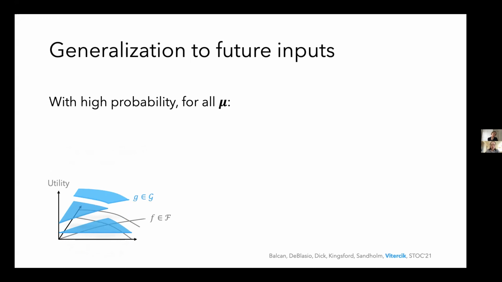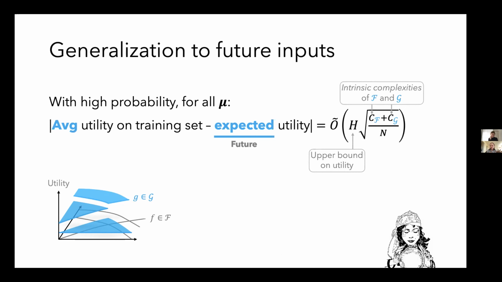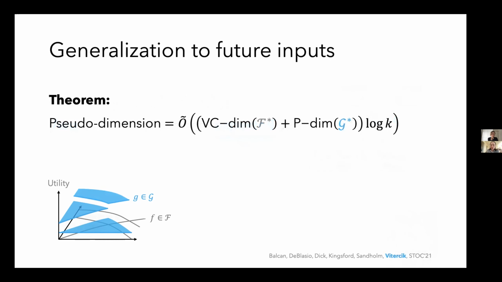So we prove that with high probability for any choice of this parameter setting mu, our generalization bound, the difference between average empirical utility and expected or future utility, is bounded by H, an upper bound on utility over the support of our distribution, times the square root of C_F, the intrinsic complexity of the set F of boundary functions, plus C_G, the intrinsic complexity of the set G of piece functions, divided by n, the size of our training set. And the cool thing is that we're able to recover the guarantees for integer programming and prove guarantees for many other domains using this very general theorem.